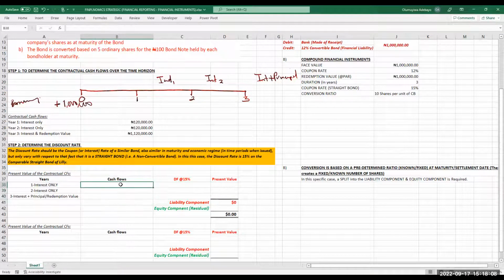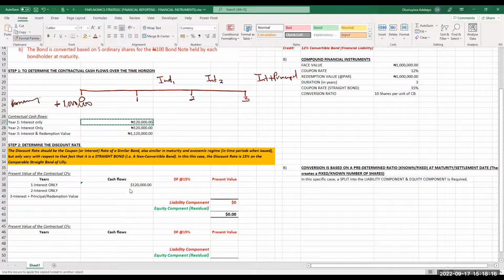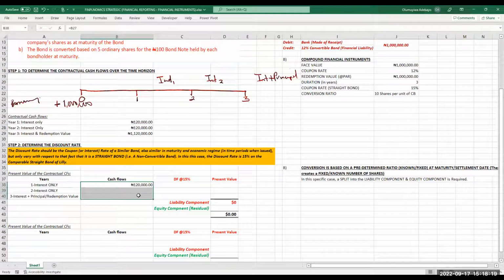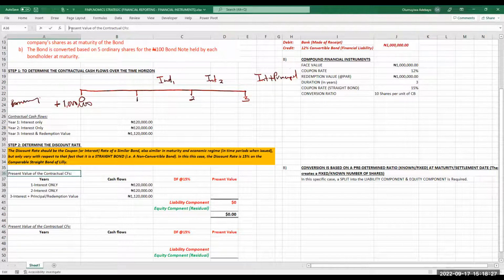Now, I bring up these values. And I find the discount rate, which is step 3, that I'm finding the present value of this.